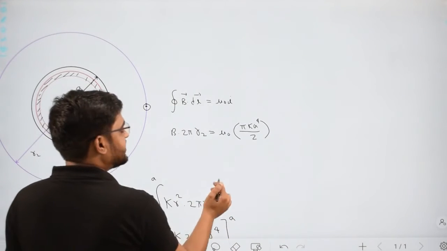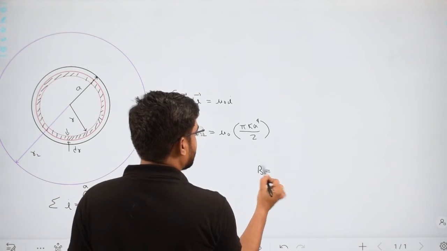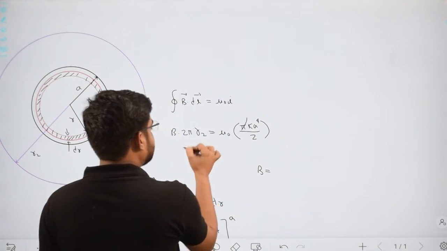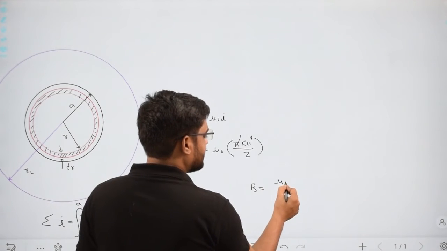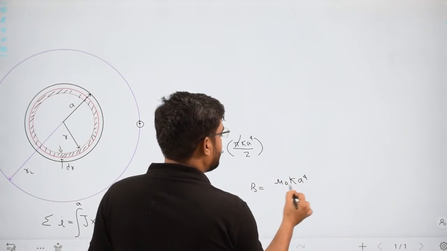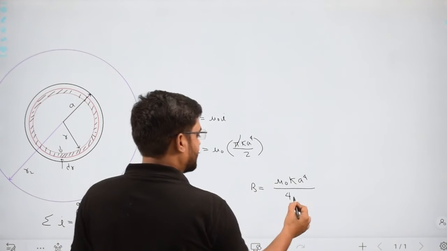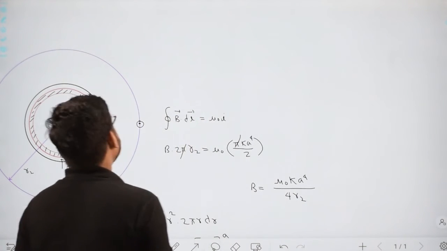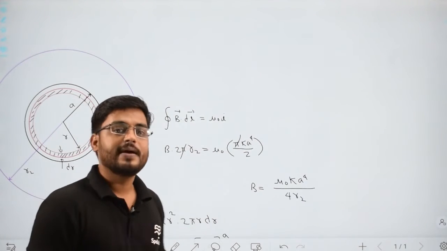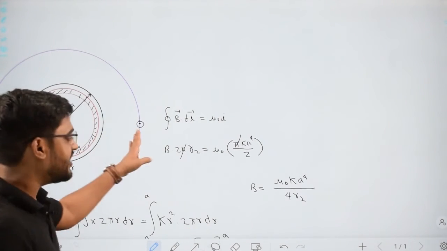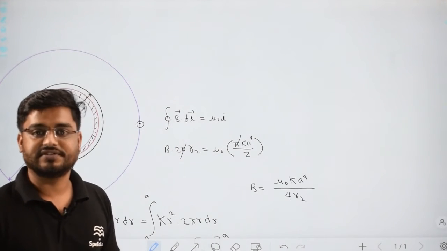Now just solve it for B and we will get our answer. So B comes to be, this pi will be cancelled out by this pi, and then I can say that it is mu naught k a raised to 4 by this 2, and this 2 will be 4, times r2. So at a distance which is greater than a, this is the expression for magnetic field. At a distance r2 even greater than a, this is the net magnetic field.